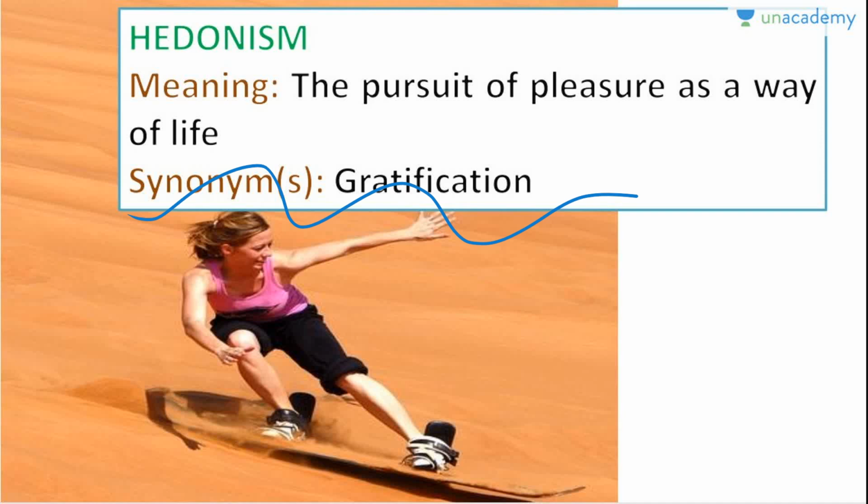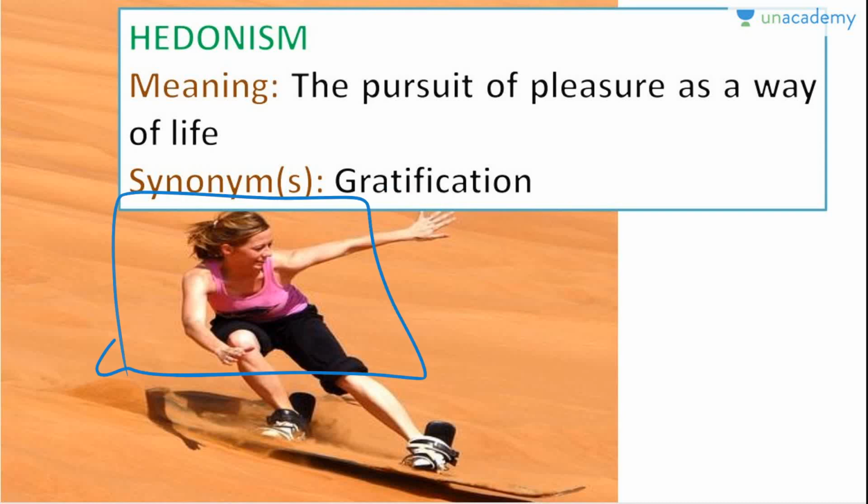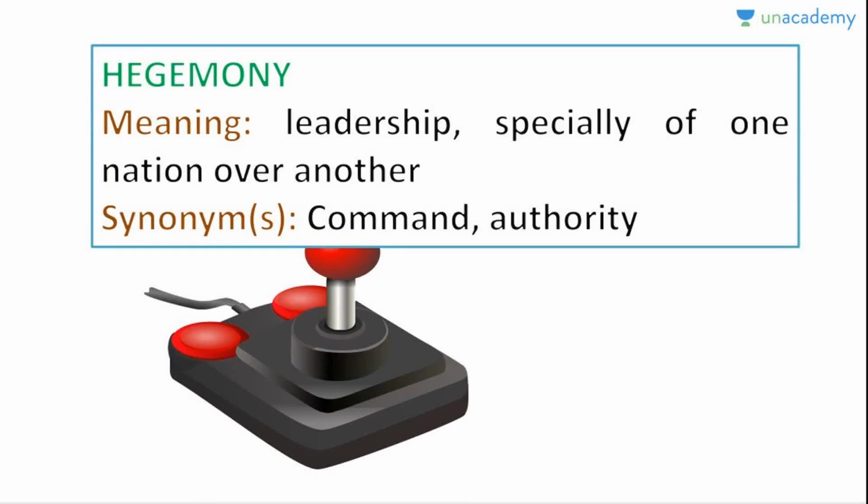Because he is a hedonist, Henry never does anything which does not give him joy. So this is what hedonist basically means. So we are assuming this girl here in the picture is a hedonist, and because surfing on sand gives her joy, she is doing it. Next, hegemony.